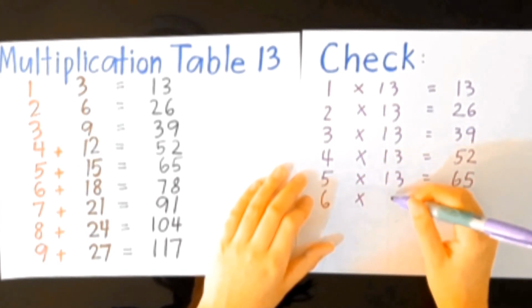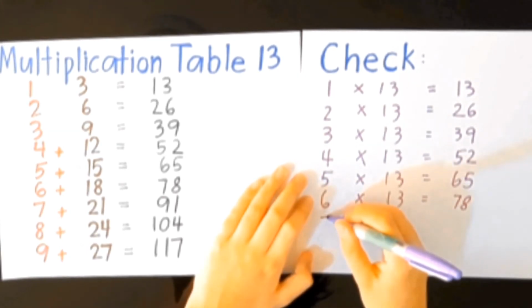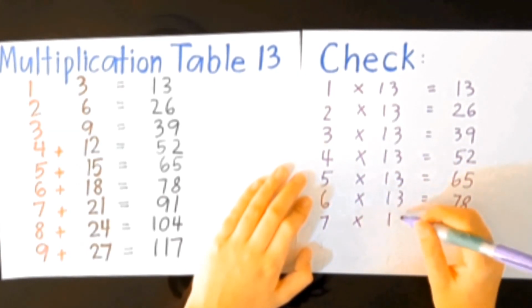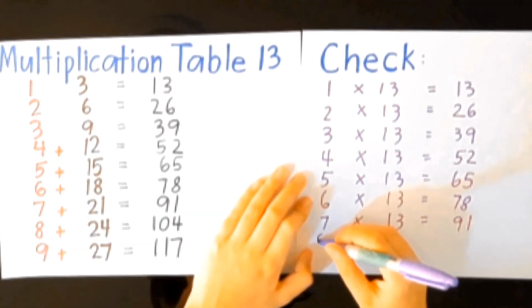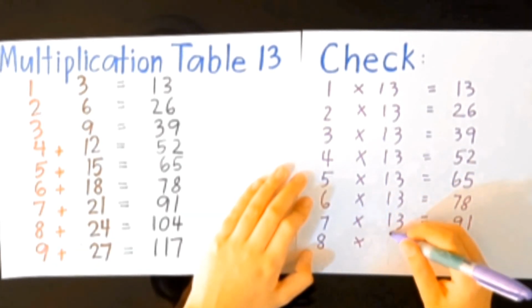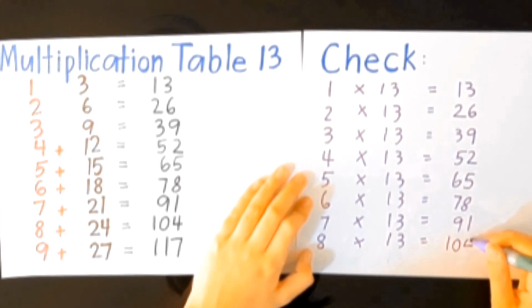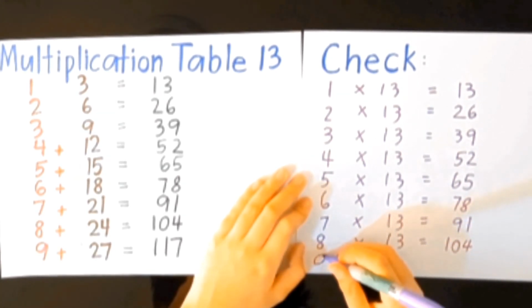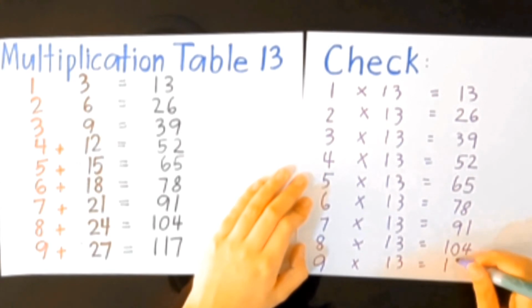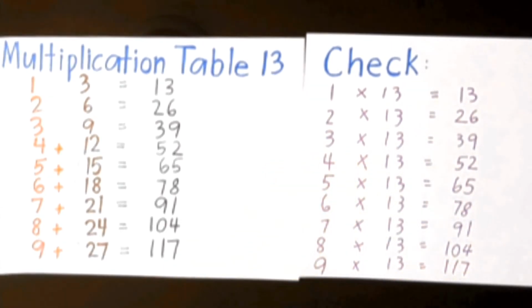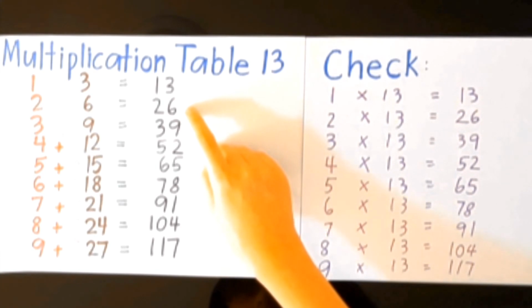6 times 13 equals 78. 7 times 13 equals 91. 8 times 13 equals 104. Lastly, 9 times 13 equals 117. It's all correct.